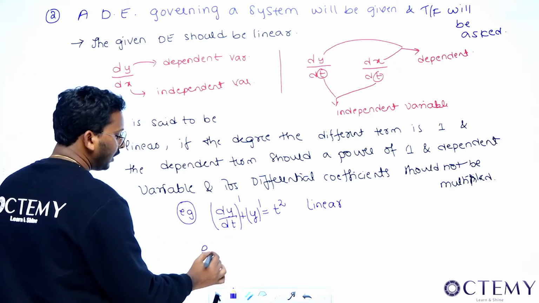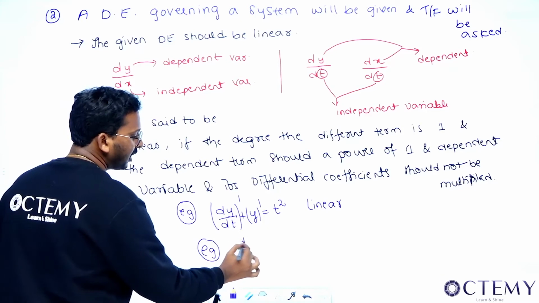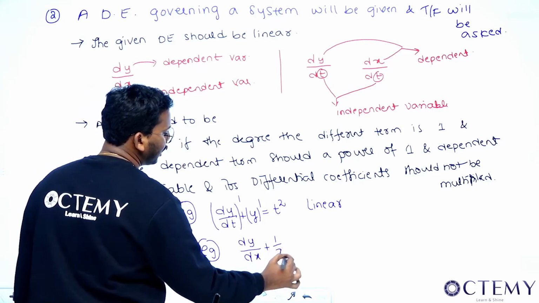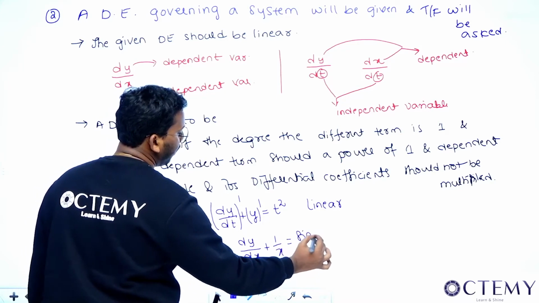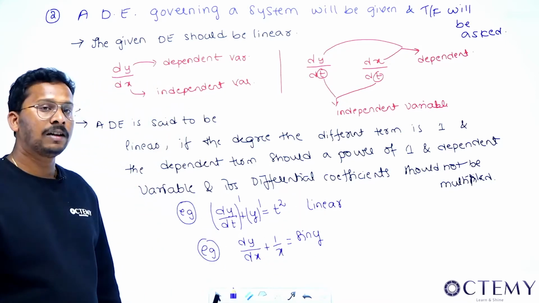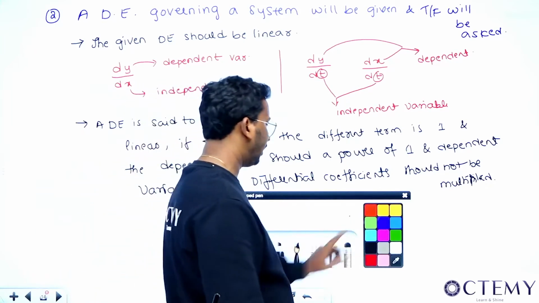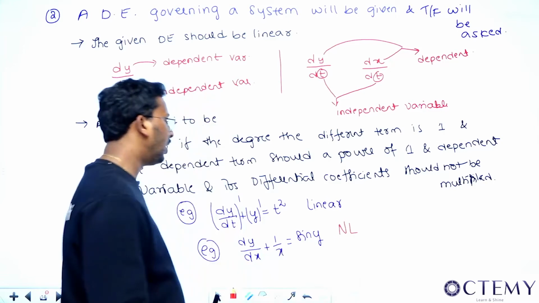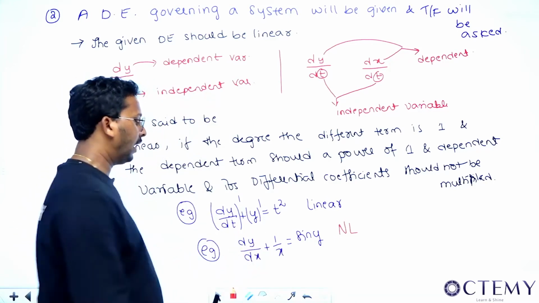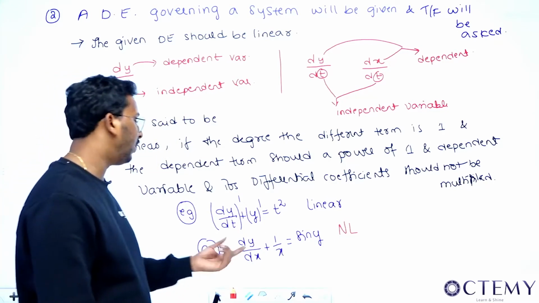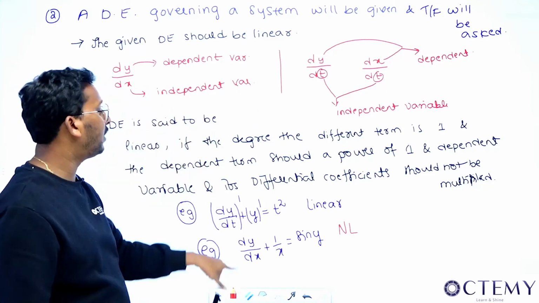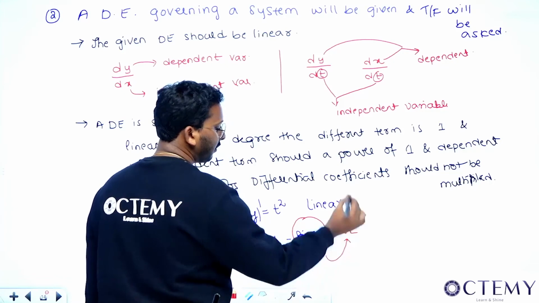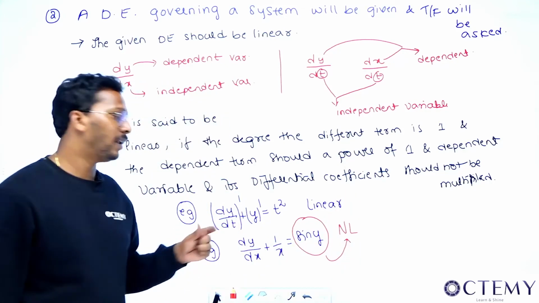Similarly, if I ask you another example like this, say I am asking you dy by dx plus 1 by x is equal to sine y, right? Now this is linear or non-linear? This will become non-linear sir. This is basically non-linear. Why this is non-linear? Not because of 1 by x. X is your independent variable sir. See sir, whatever is there in the denominator is independent variable. But this sine y is making it what sir? Non-linear, right? Because y is your dependent variable and you are getting sine y.